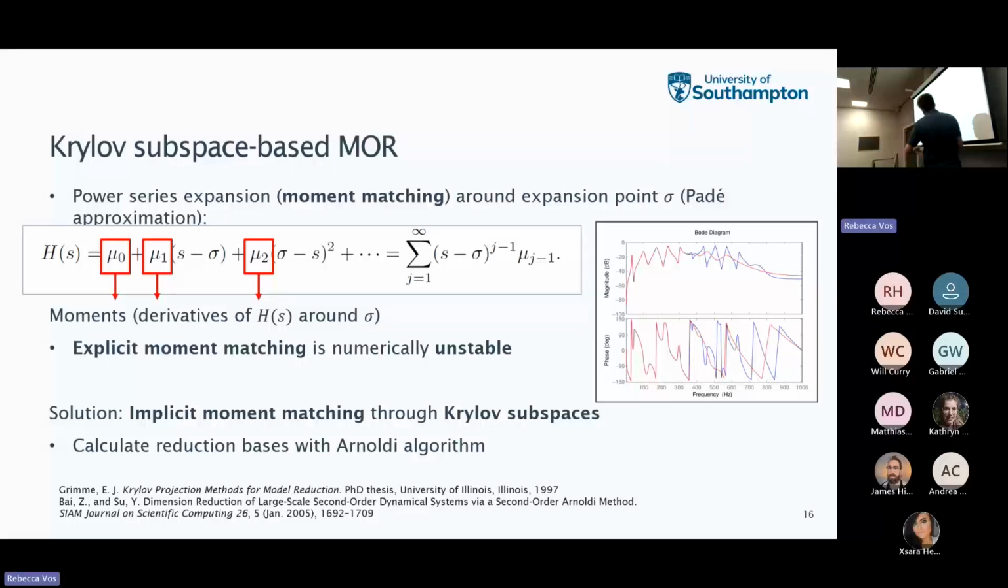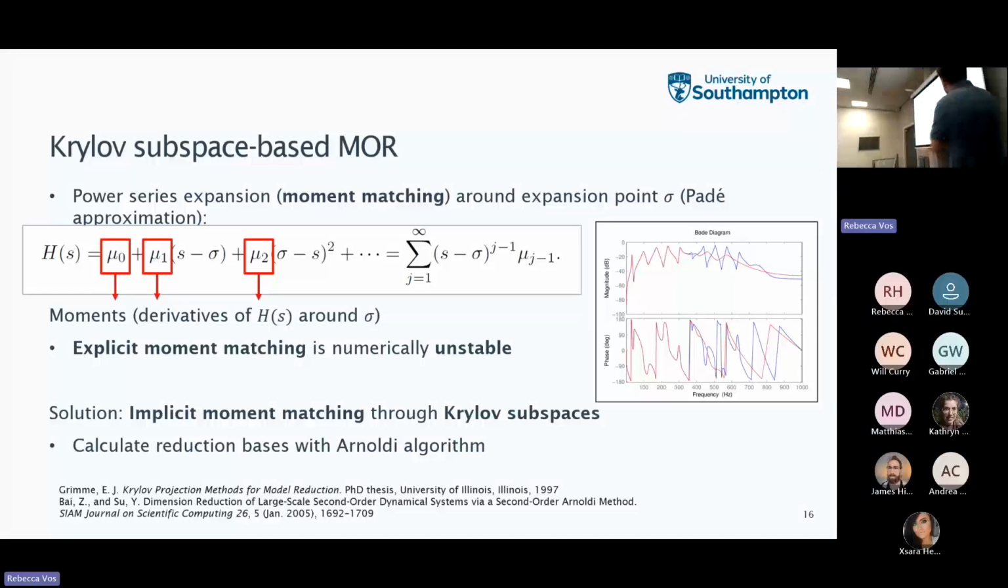But it doesn't do it explicitly. So it doesn't directly calculate these derivatives here that we need. Some people tried to do this in the past, but they found that this becomes unstable after only taking a few of these derivatives. The algorithm starts to become unstable. So it's not a very good way to try to do this fitting here.